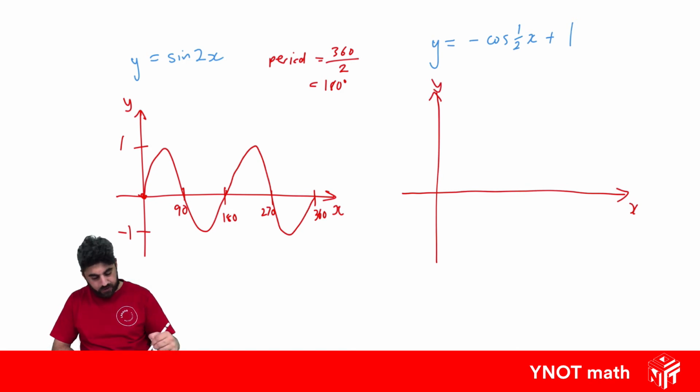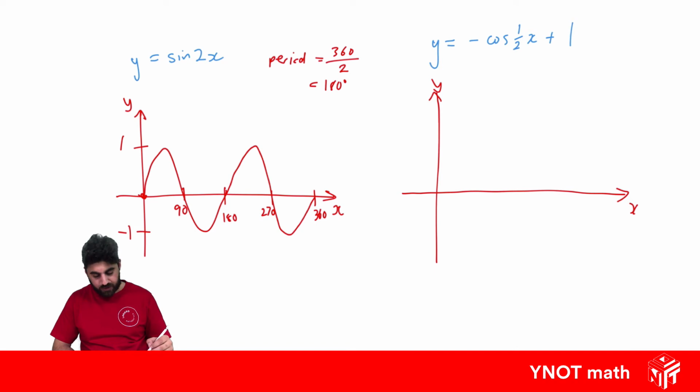We've got this negative, which is going to flip it about the x-axis. So instead of starting at 1, it would start at -1. We've also got the +1 on the end, which is going to shift the graph up 1. And we've also got the half in front of x, which means we're only going to be showing half a period for 0 to 360.